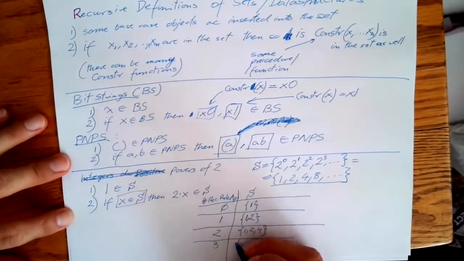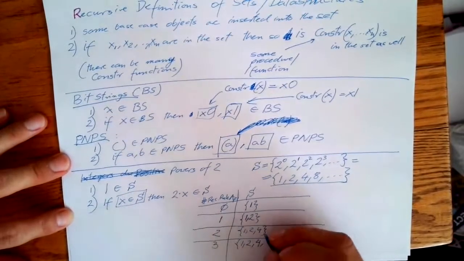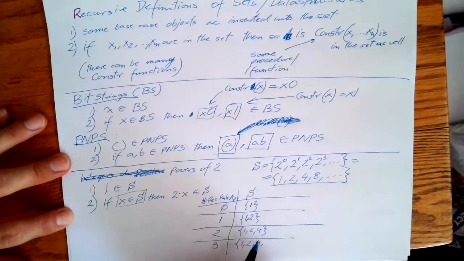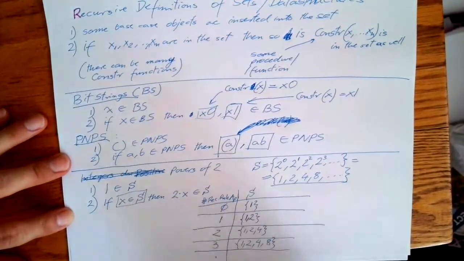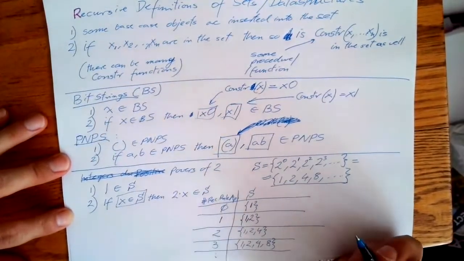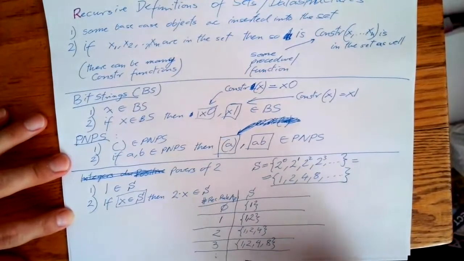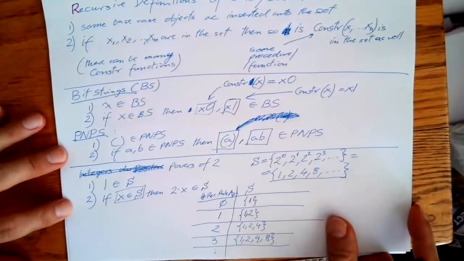After 3 applications, you can check, instantiating with 1 or 2 doesn't give me anything new. So the only way I can enter something new is if I instantiate X equal 4, in which case 2X is 8. So that's how my set looks. And you can convince yourself that this little code is going to generate all powers of 2.